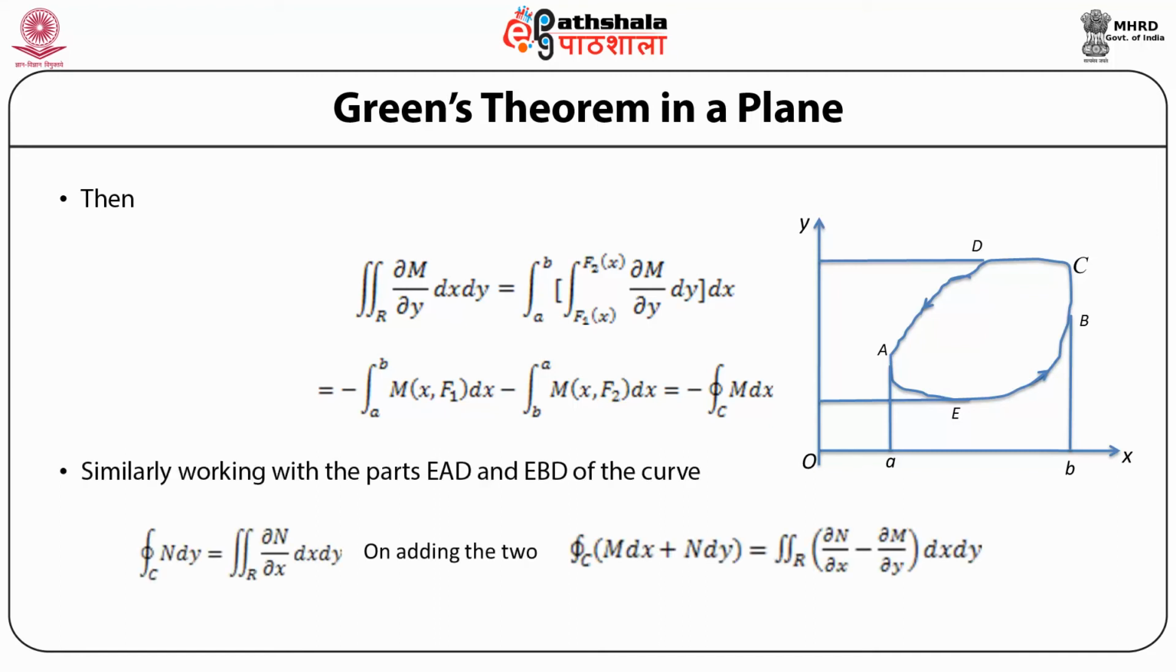Similarly, working with the parts EAD and EBD of the curve, the line integral over the closed curve C of N dy equals the surface integral over R of ∂N/∂x dx dy. On adding the two, the line integral over the closed loop C of M dx plus N dy equals the surface integral over the region R of (∂N/∂x minus ∂M/∂y) dx dy.